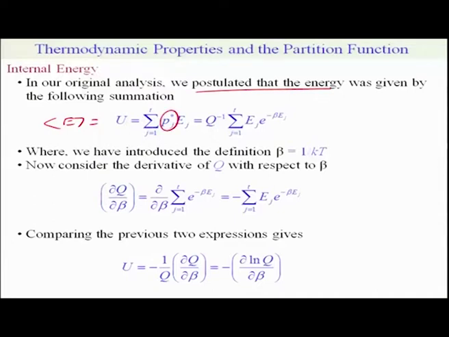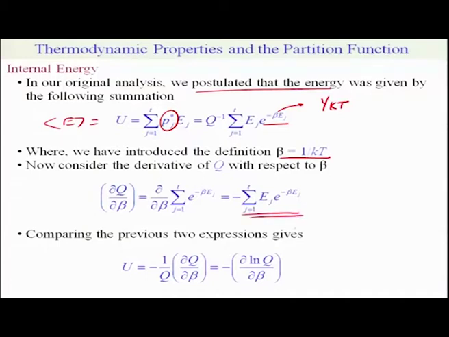Now, we can replace Pj by e to the power minus beta Ej divided by q, which can be written in this way. What we have introduced here is beta, which is nothing but 1 by kT. Now, if you take the derivative of the partition function, del q by del beta, the Ej comes out here, and it is nothing but this part.